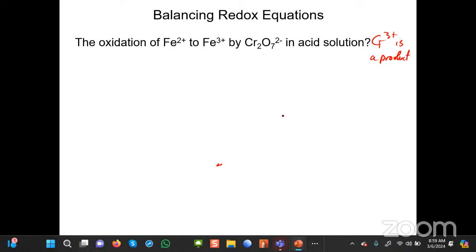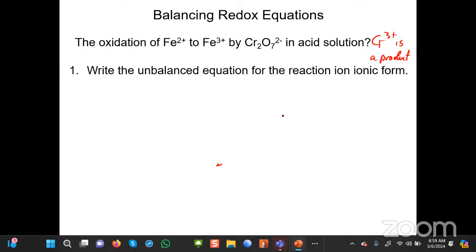So basically, you're oxidizing Fe2+ to Fe3+ using dichromate, and the chromium-3 ion would be a byproduct as well. The first thing you do is write the unbalanced equation for the reaction in ionic form, and that would be the equation right there. Totally unbalanced. All you did was write down the reactants on the left side and the products on the right side, with your arrow in between.